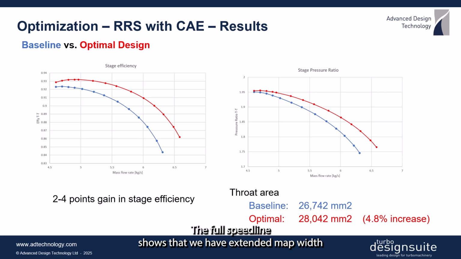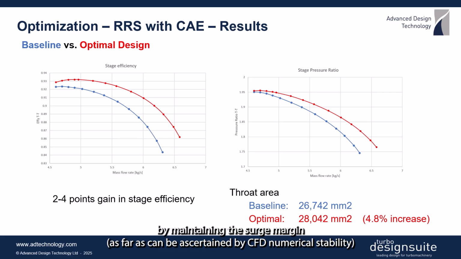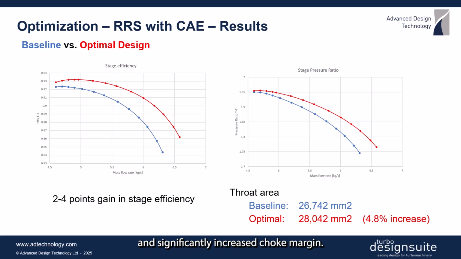The full speed line shows that we have extended map widths by maintaining the surge margin as far as can be ascertained by CFD numerical stability and significantly increased choke margin. The gain in overall efficiency is so significant at between 2 and 4 points that it would be fairly straightforward to gain more surge margin by profile trimming this blade.